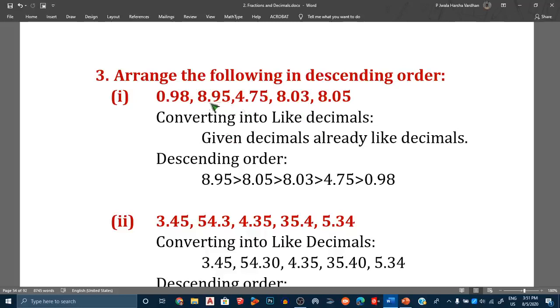So which one is greatest here? 8 point, so this is 8, this is also 8. So you can compare the 1/10 part. This is 0.9, this is 0.0, this is 0.0 again. So 8.95 is the greatest one. First you write this one.